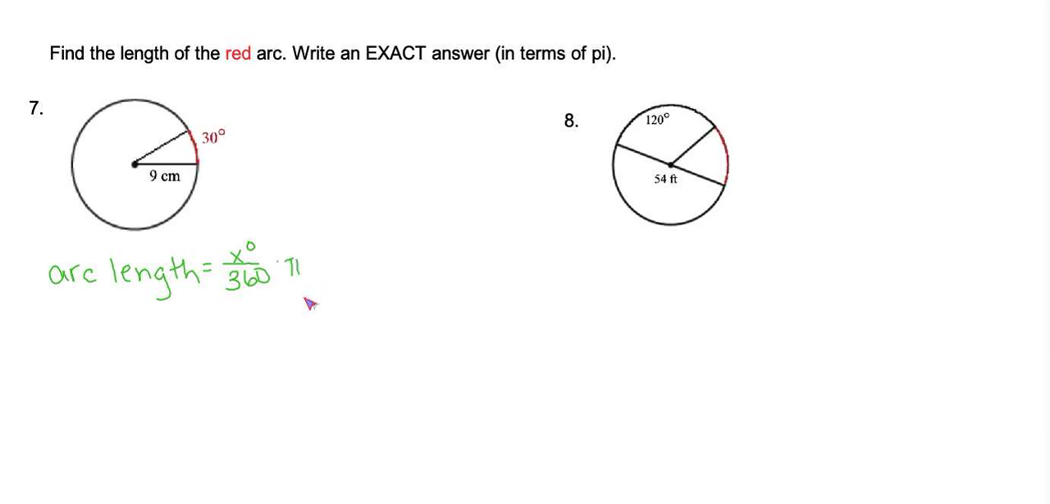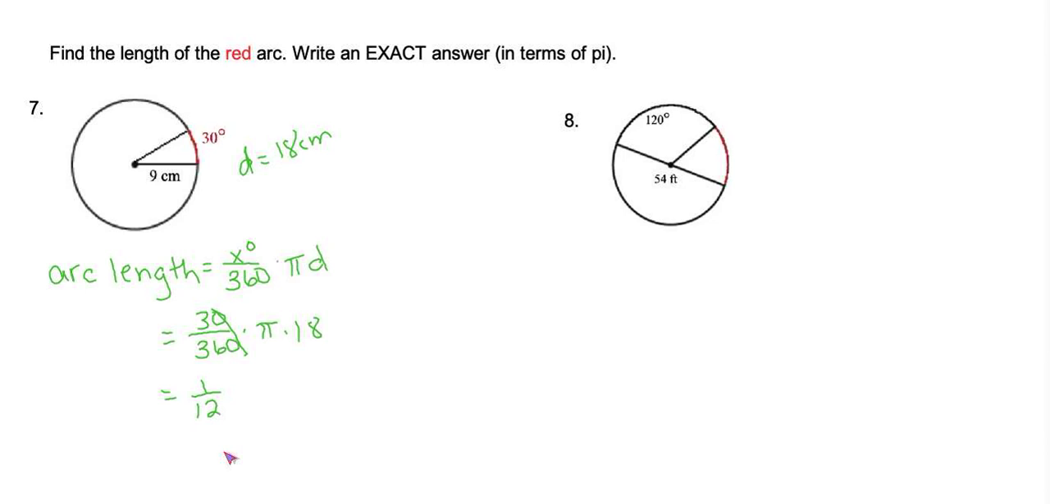So let's make our substitutions. X degrees, that is 30 degrees in this problem. 30 over 360 times pi times the diameter. Now the radius is 9, so notice the diameter is going to be 18 centimeters. So that's pi times 18. Now my fraction reduces easily by a factor of 10, and then that's just going to be 1/12. So this part of the circle, this arc, is 1/12 of the whole circle.